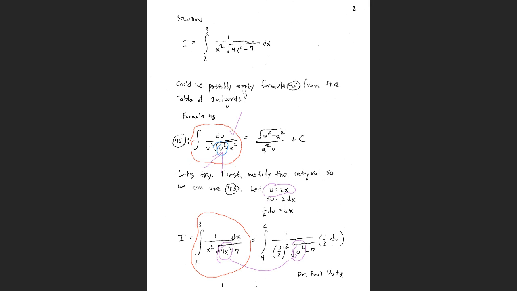And that makes me happy because formula 45 has a u squared here. And of course, the a squared is where the 7 is. So 7, I leave it there, but I know that's going to be root 7 squared. Okay, good. Well, so now let's work with this integral that we have.